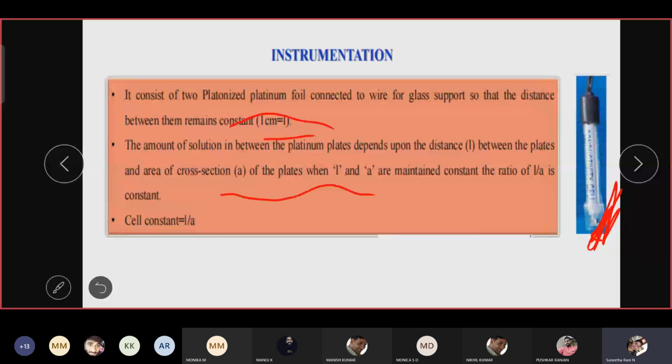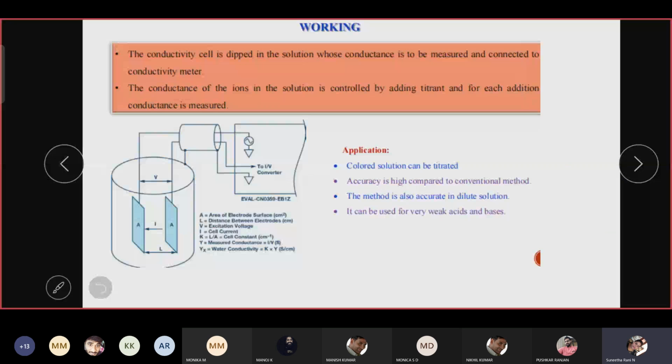Cell constant is l by A. What you are measuring is the cell constant, and based on the cell constant, you are measuring how ions are conducting. If you look at the instrumentation and how it works, here colored solution can be titrated. Accuracy is high compared to the conventional method. The method is also accurate for dilute solutions, and it can be used for very weak acids and bases.